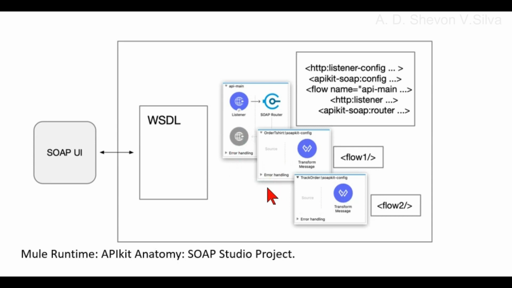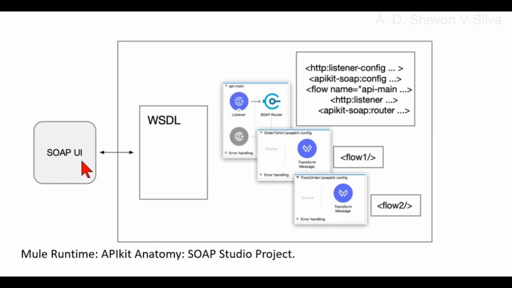Backend flows: APIkit for REST generates a backend flow for each resource action pairing in the RAML file. APIkit for SOAP generates a backend flow for each operation in the WSDL.